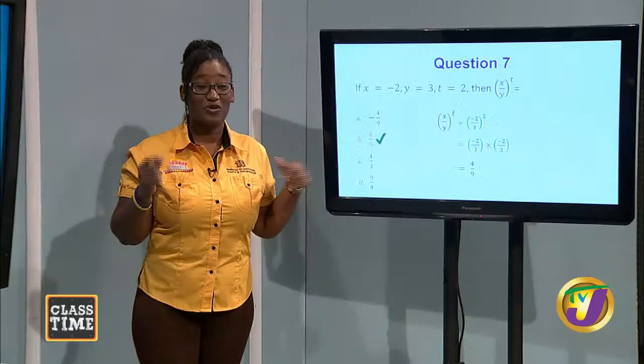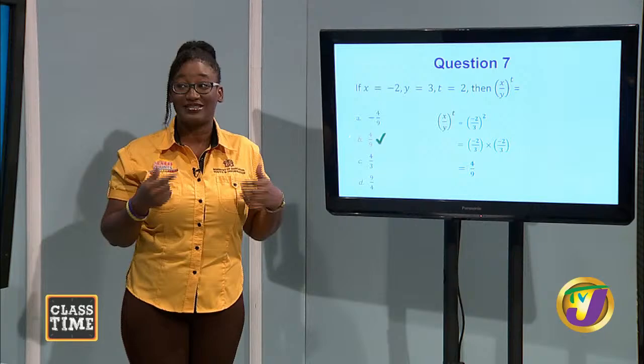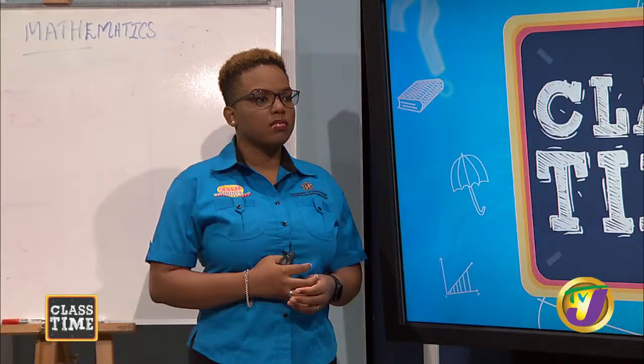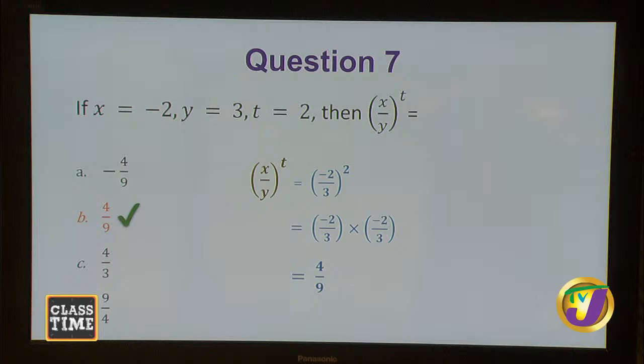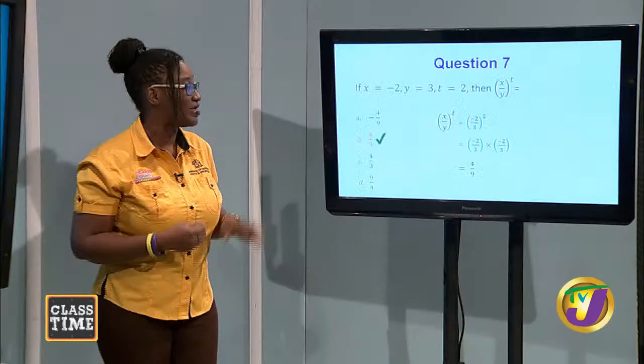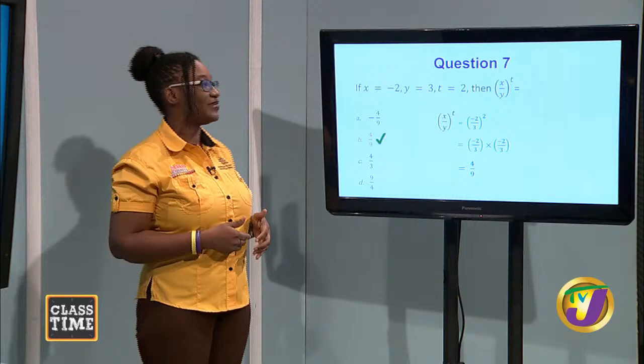I want you to notice that option A was negative 4/9. So it's important for us to understand what happens when we square values. And just in case you would have only squared the numerator, there's an option there for you, which is C. So you have to be very careful and ensure that you realize that the entire fraction is squared.